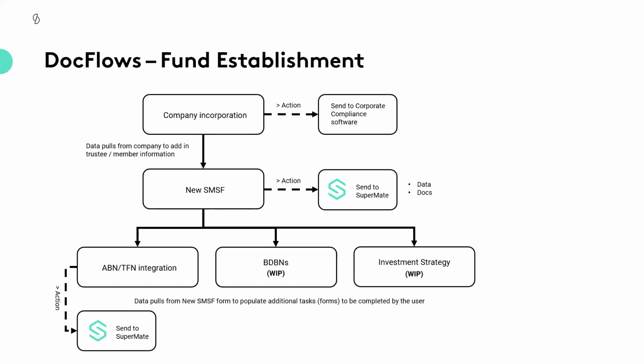which allows you, with the new SMSF, to send that into SuperMate. As I highlighted, you can move that company information into a new fund form, and move that new fund form into your ABN TFN form. And once that ABN TFN has been done, it would then enable you to update SuperMate with the ABN TFN information as well. So let's get stuck into our demo here.